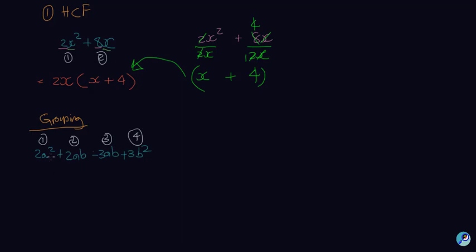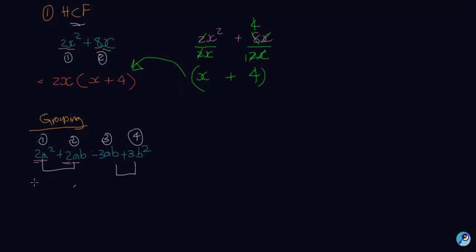And then grouping is where we take 2 terms and look for a highest common factor. So we take term 1 and term 2 and check the highest common factor, and then terms 3 and 4, check the highest common factor. So for terms 1 and 2, we have 2 and 2, so 2 is common. We have a and a. In term 2 we have b, while in term 1 we don't have b.